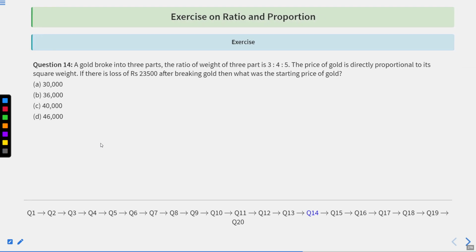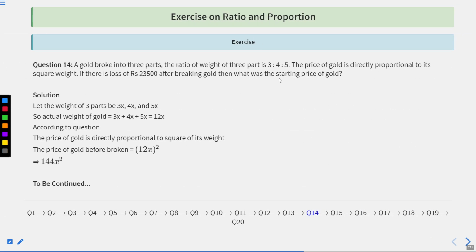Question number 14. A gold piece broke into 3 parts. The ratio of the weights of the 3 parts is 3:4:5. The price of gold is directly proportional to the square of its weight. If there is a loss of 23,500 after breaking the gold, then what was the starting price of the gold? Let the weights of the 3 parts be 3x, 4x and 5x. So the actual weight would be 12x, the sum of all 3 parts. According to the question, the price of gold is directly proportional to the square of its weight.